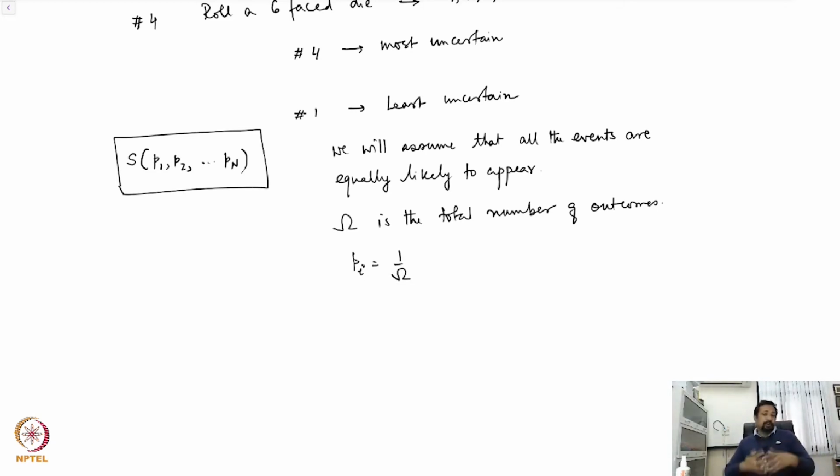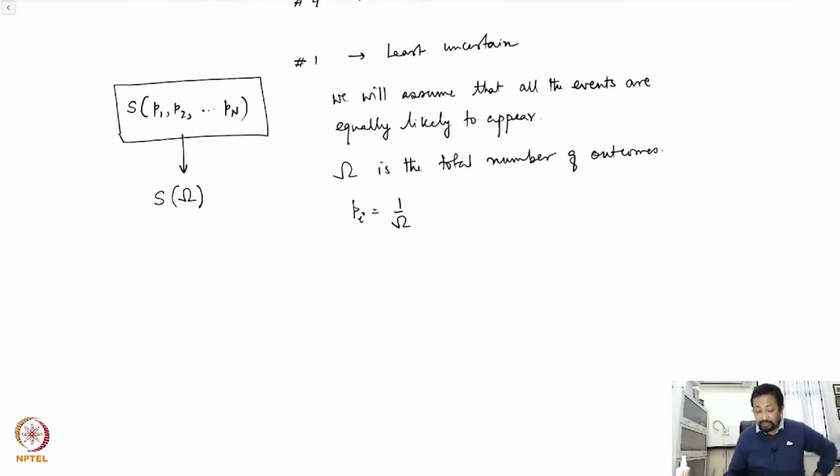For example, for a fair coin, we saw that the probability for head was half, tail was half. For a fair die, we rolled a 4-faced die, we know that the probabilities are 1 by n. So that's the same thing that we are applying over here. We will first assume that all these events are equally likely to appear, and therefore all the outcomes have equal a priori probability, and that probability is given by 1 by omega. So this expression therefore now reduces to S of omega. Correct? So now it's clear.